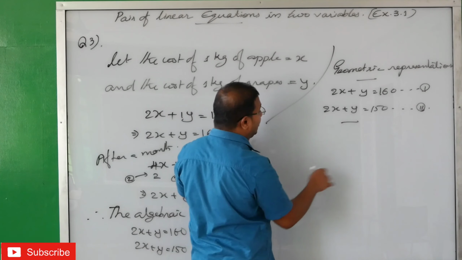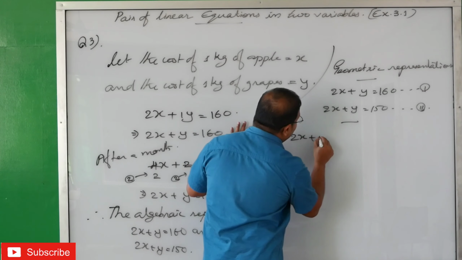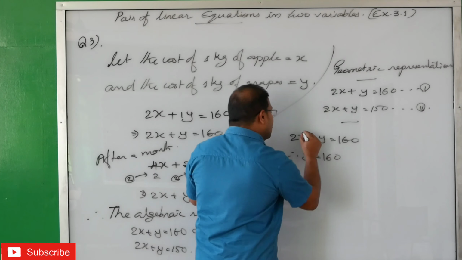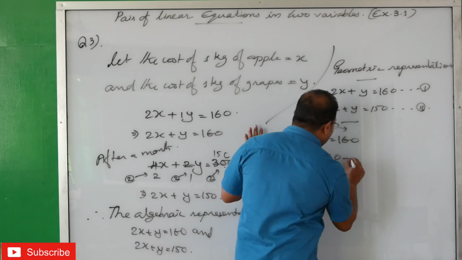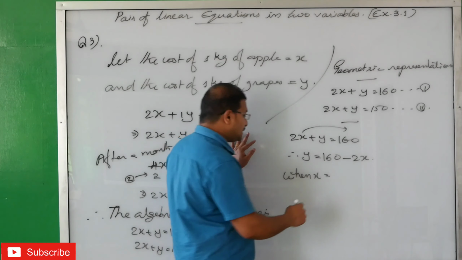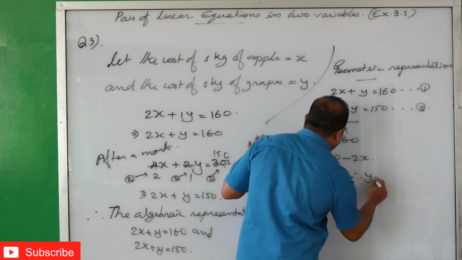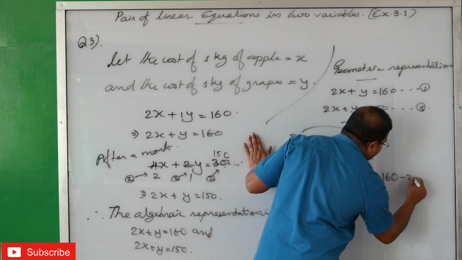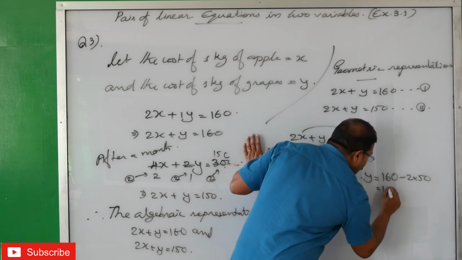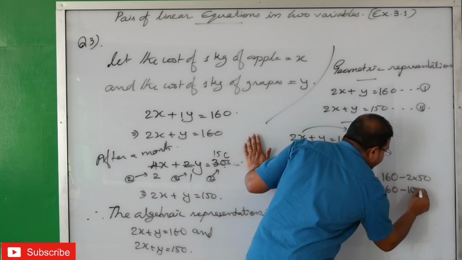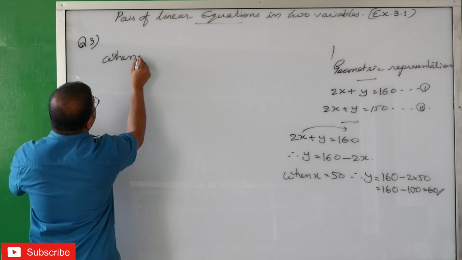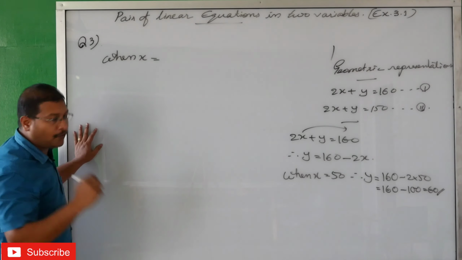Ready? From the first equation, we will make the table. For that, what will you write? 2x plus y equals 160. Therefore, y equals 160, and this 2x will carry to the other side. It will be minus 2x. Ready? Now what will you do? When x equals, I am just putting 50. Therefore, y equals 160 minus 2 into 50, because the value of x is 50. Ready? This equals 160 minus 2 into 50, that is 100. How much will you get? 60. When x equals 40.